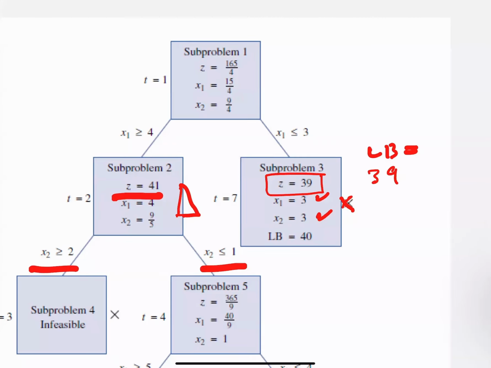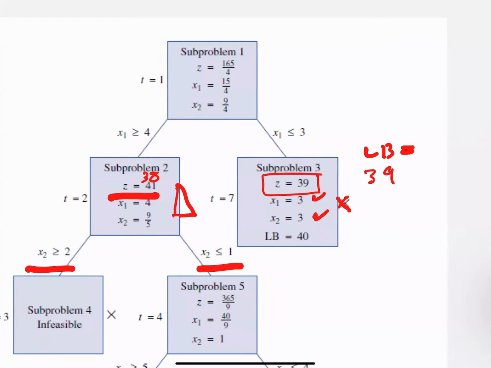But if Z1, for example, was 38 here and this is 39, and it's not integer, would you branch on it? No. Why? Because when I branch on it, it gets worse. When I add constraints to it, it gets worse. So why should I do that? I would say we fathom it. We don't explore it.